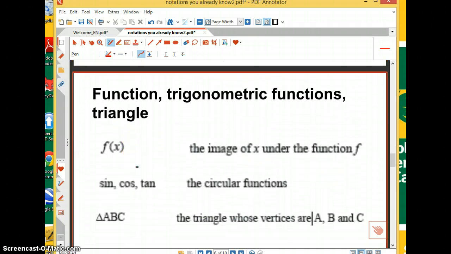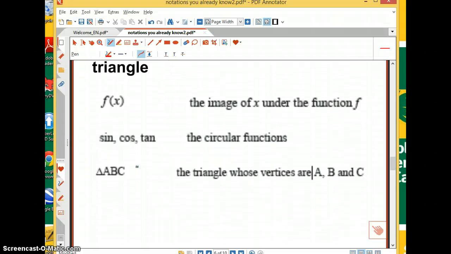Function, trigonometric functions, and triangle. So function, you may not remember exactly what a function is, but the notation is like this. F, the function f, which is a function of x, which means x is the input. It doesn't have to be x, but in this case it's x. So the input is the variable x. The name of the function is f. So the image of x, which is the input, under the function f, for example.